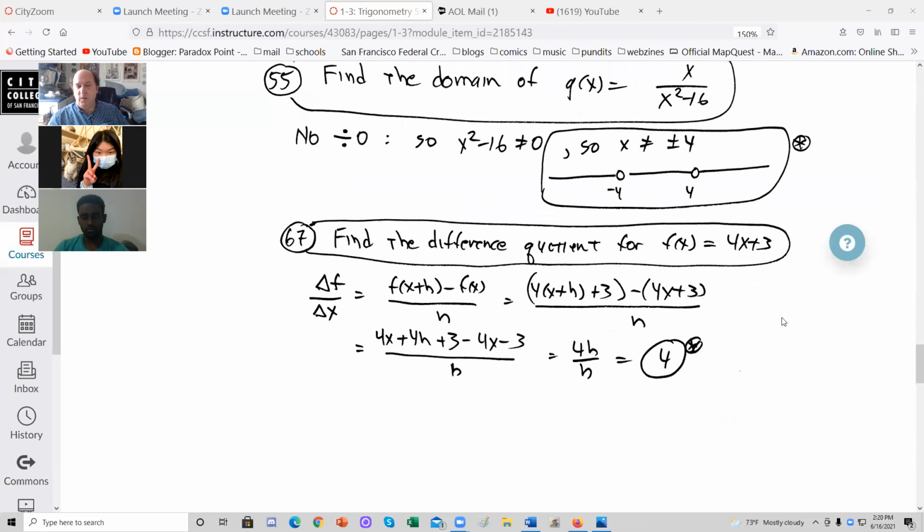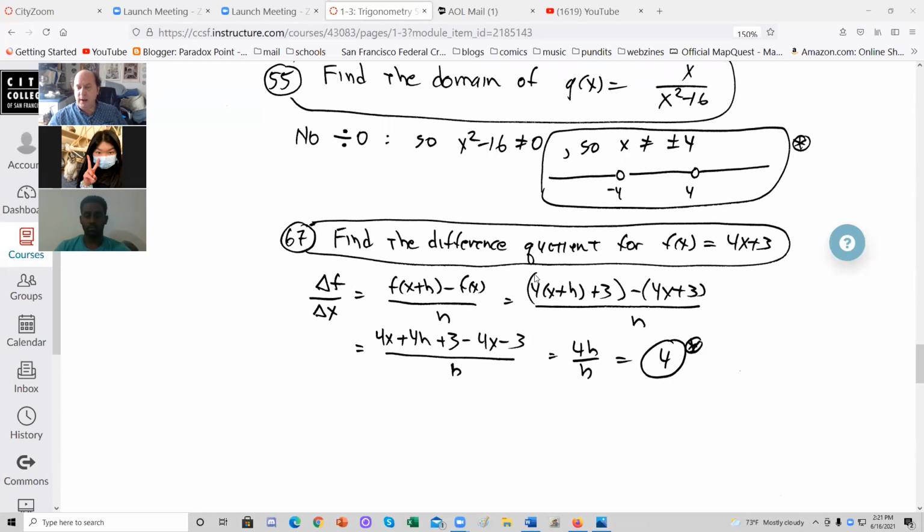Here's the question: find the difference quotient for the function f of x equals 4x plus 3. Okay, that's delta f over delta x. That's the change in f divided by the change in x. F of x plus h minus f of x, that divided by h. All right, so here we put x plus h in for x. So you get 4 times x plus h plus 3. That minus f of x, which is 4x plus 3, all over h.